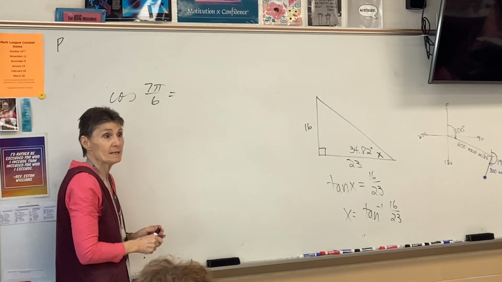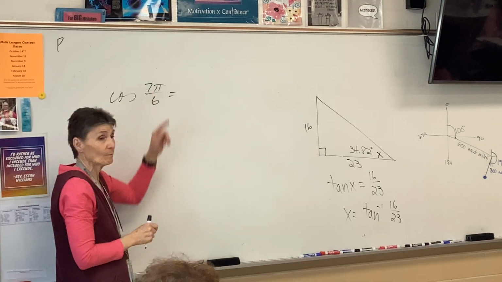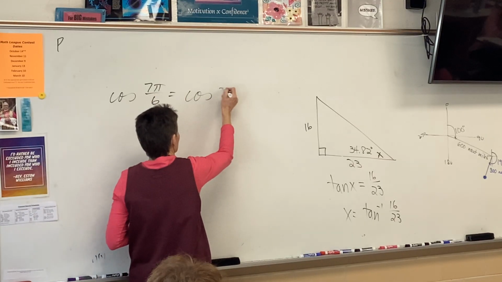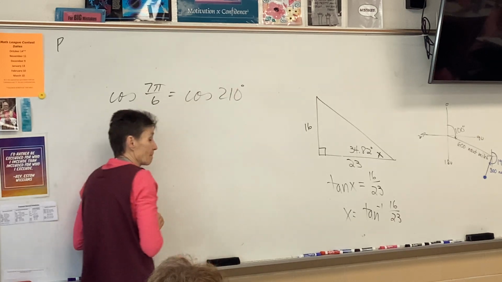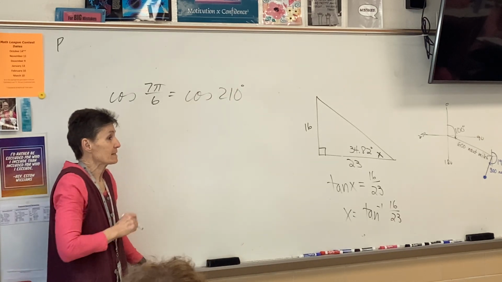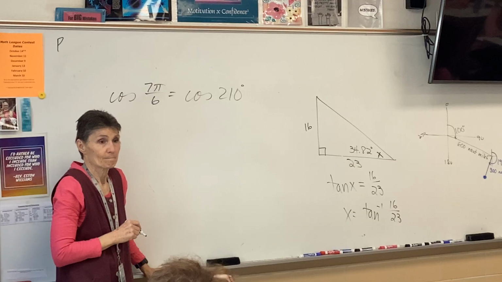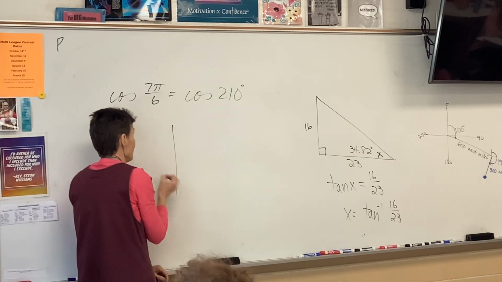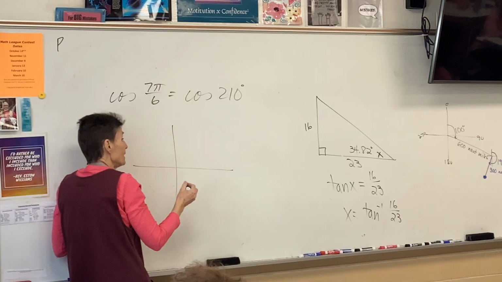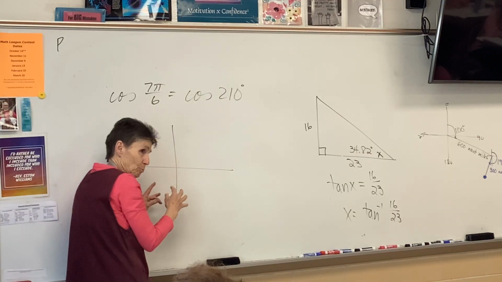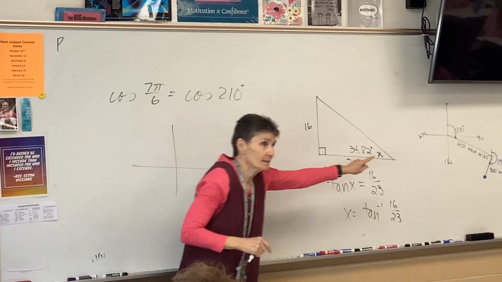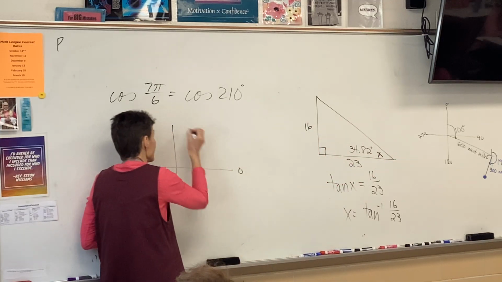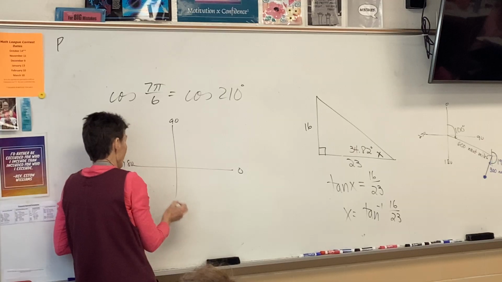Change it into degrees by putting in 180 right there. So that is going to come out to be 210 degrees. All right, what's the next thing we do? We make our triangle, but be careful, it's confusing. Now we're doing a math problem, not a directional or navigation problem. We're doing a math problem.